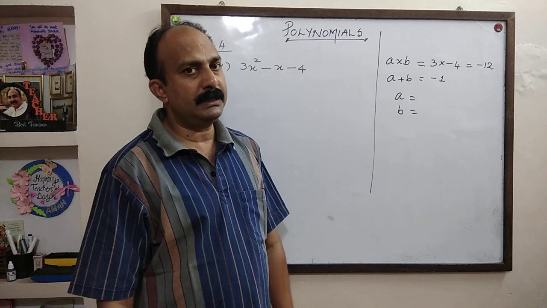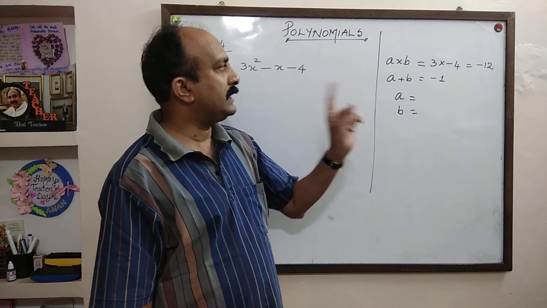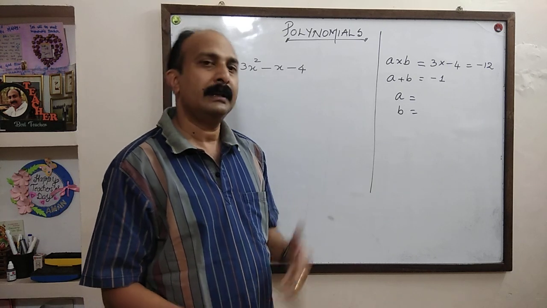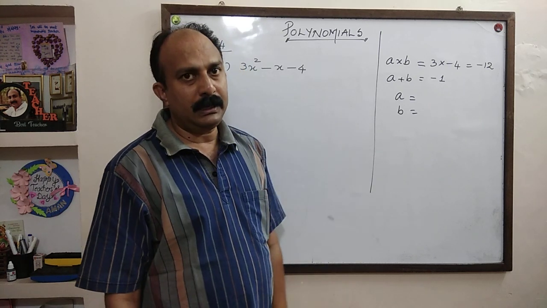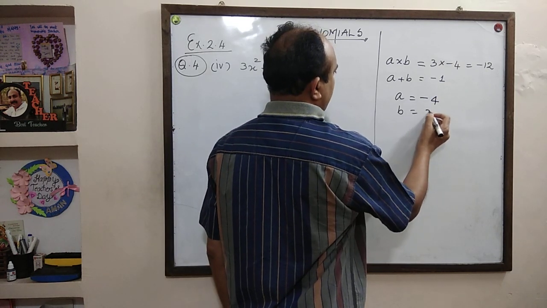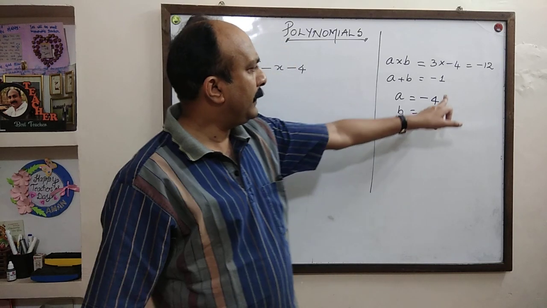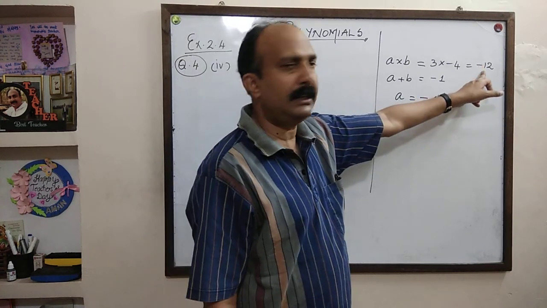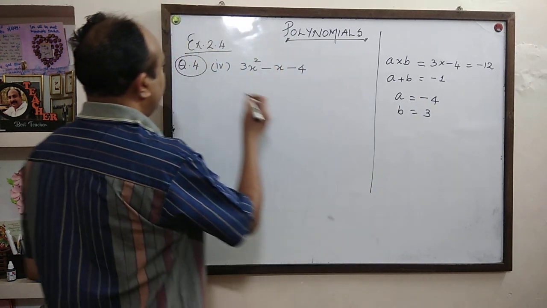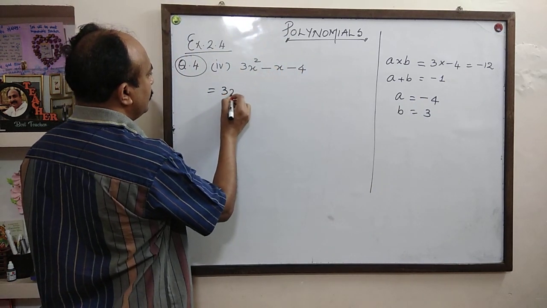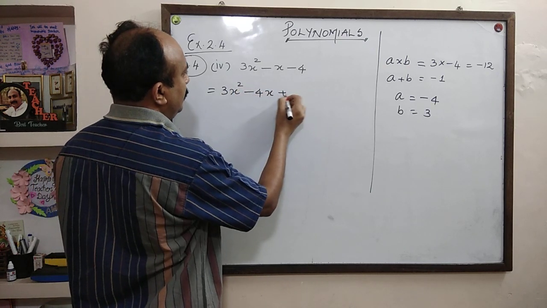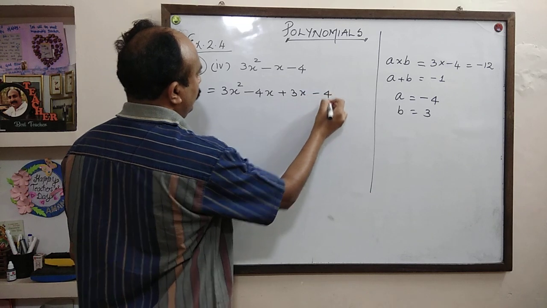Now, did you get the numbers whose product is minus 12 and sum is minus 1? Got it. The same numbers 4 and 3, but this time 4 is minus and 3 is plus. Minus 4 into 3 is minus 12. Minus 4 plus 3 is minus 1. So now you can split the middle term. 3x square minus 4x plus 3x minus 4.